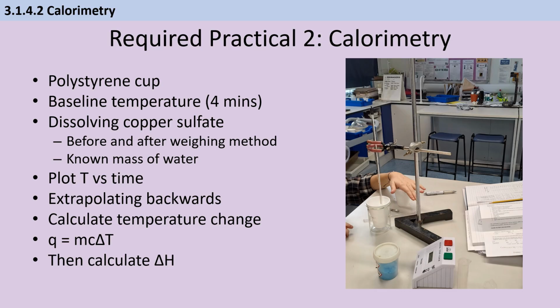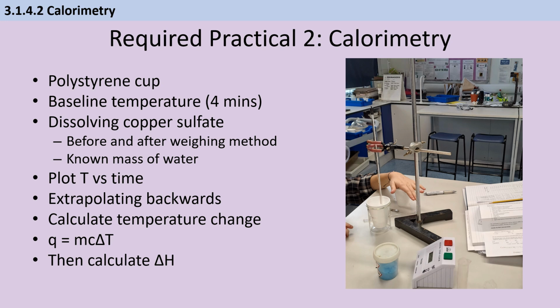Measure the temperature over several minutes, maybe up to 15 minutes, and then plot the temperature against the time, and you're going to draw 2 lines of best fit. One for your initial readings, where it's just the water, and then one after you added the copper sulfate. You then extrapolate both of those lines of best fit back to the point where you added the copper sulfate, and the difference between them is the temperature change.